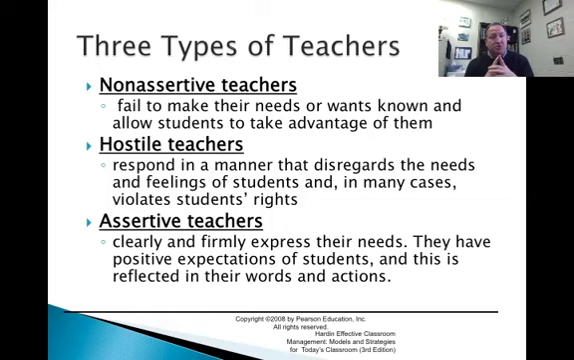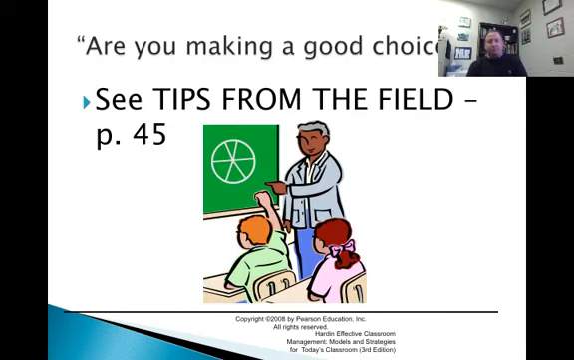The non-assertive teachers are the teachers who go along to get along, and there's nothing specific. They don't tell you exactly where the limits are. You don't want to be that way either. The assertive teacher is the desired goal with this.